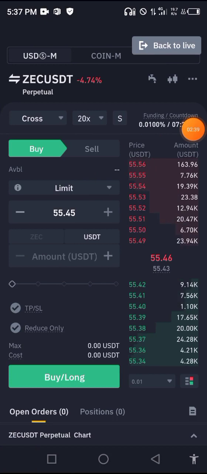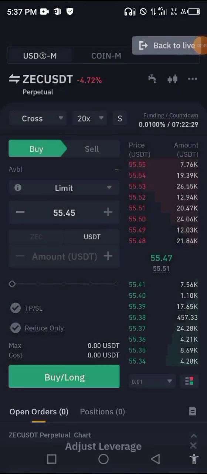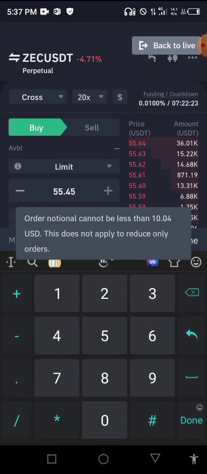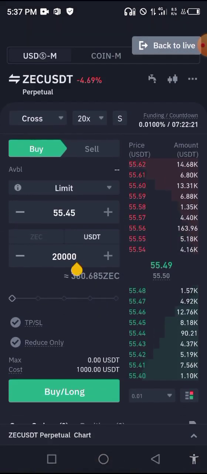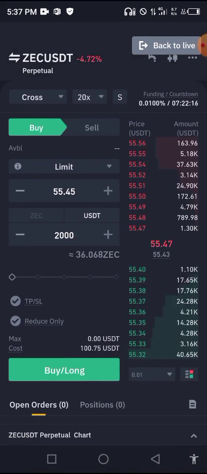Here's another thing I want you to know. As you can see, here's the percentage move. You need to know this very well. Minus 4.74, and there's the leverage. So let me enter with 20x. Let me place a trade right now with $100, so $100 on 20x leverage. Let me buy.